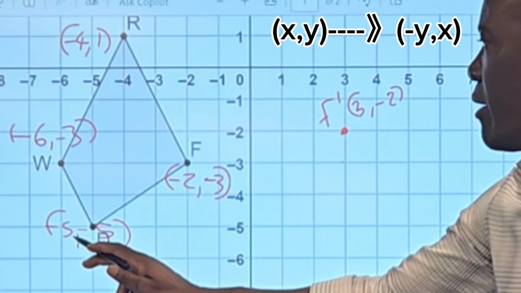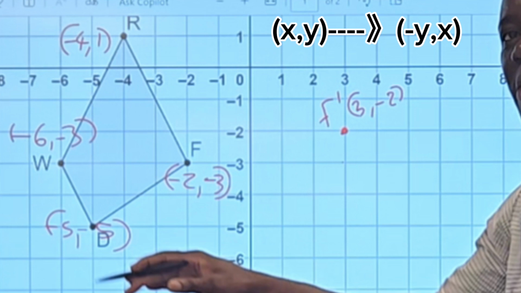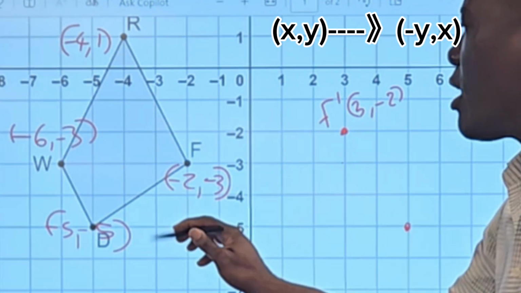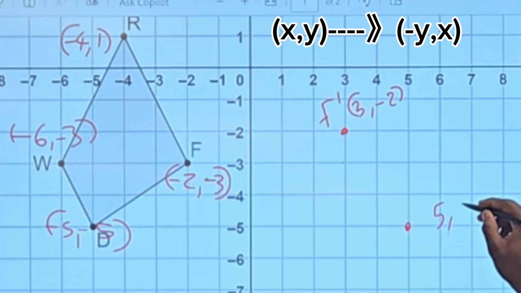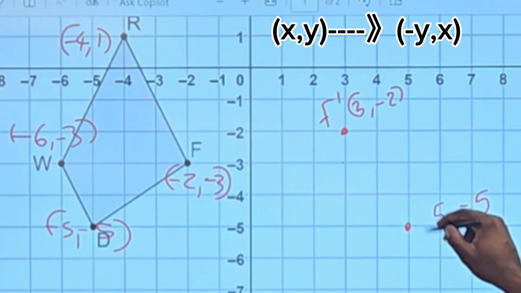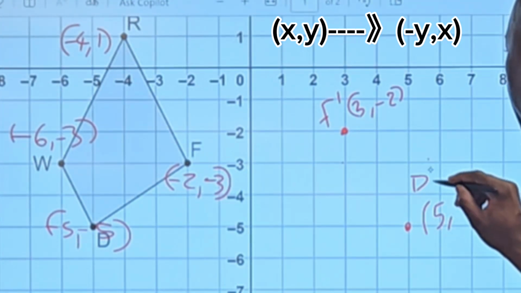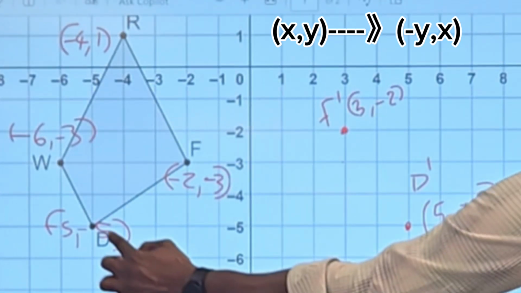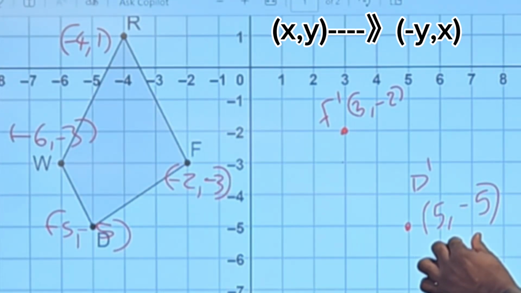Now let's take a look at D. For D, we have -5, -5. Because the numbers are the same, we're just going to have a +5 with -5. Because the one that comes to the front should switch, the sign will switch, so it's going to be +5 with a -5, and this is actually my D prime right there. So again, -5, -5 becomes +5, -5.